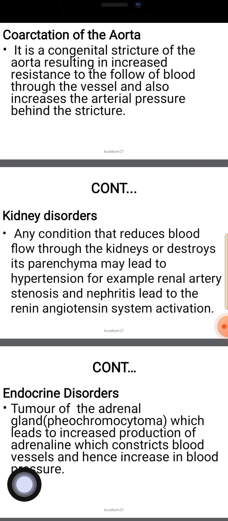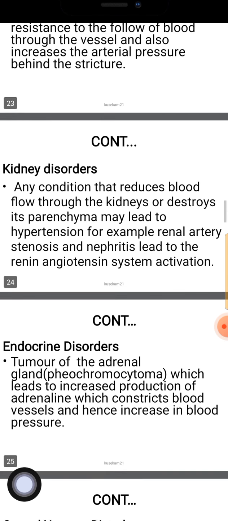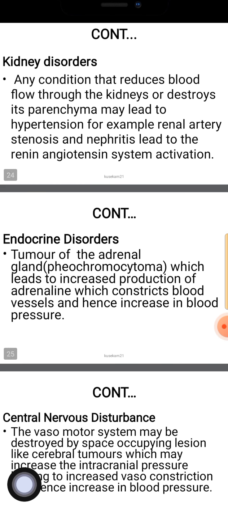So is this now the congenital stricture of the aorta? If there is any deformity in that aorta, it can contribute to hypertension, because the aorta is not distributing this blood normally in the general circulation because of the deformity. So that can bring what? Hypertension. Kidney disorder. You know, the kidney is one that regulates the fluids in the body.